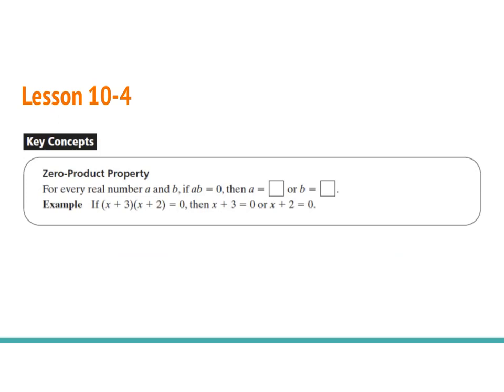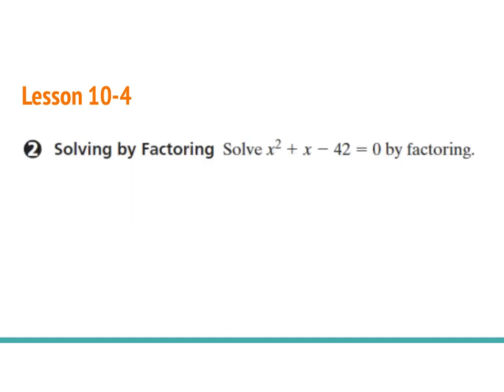So here is the zero product property. If a times b equals 0, then either a has to be 0 or b has to be 0. Okay? And you can see here we have an example of x plus 3 times x plus 2 equals 0. So then x plus 3 equals 0 or x plus 2 equals 0. So in that case, x would either equal negative 3 or x would equal negative 2. Okay. So let's try this.